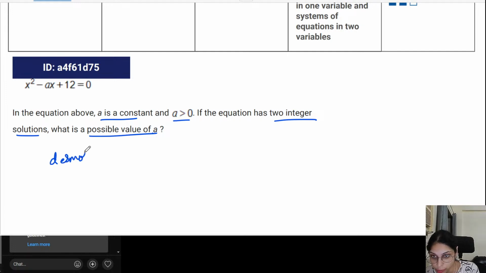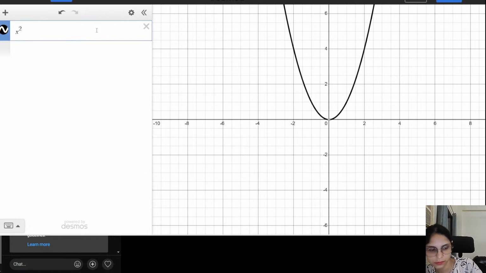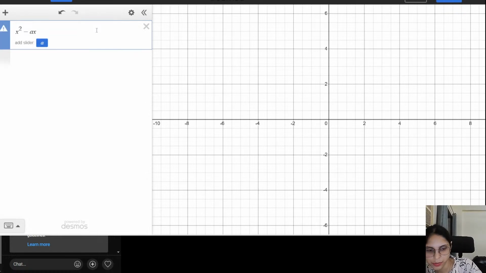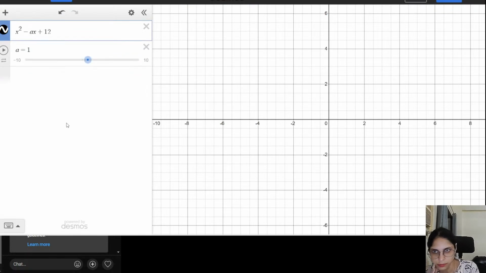So in Desmos only there are two ways. First is slider. Let me write method 1 properly. What is the slider method? You just type it as it is, x squared minus ax plus 12. A is a constant, A is greater than 0. You want two integer solutions. So you add it over here and you keep increasing it.